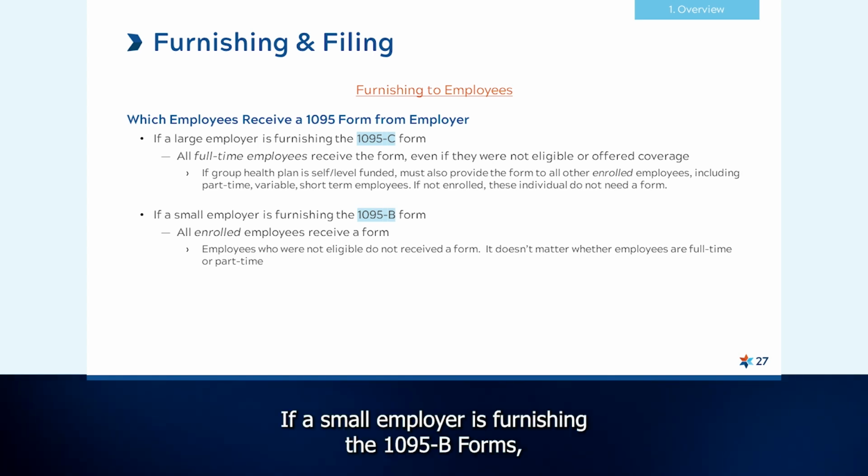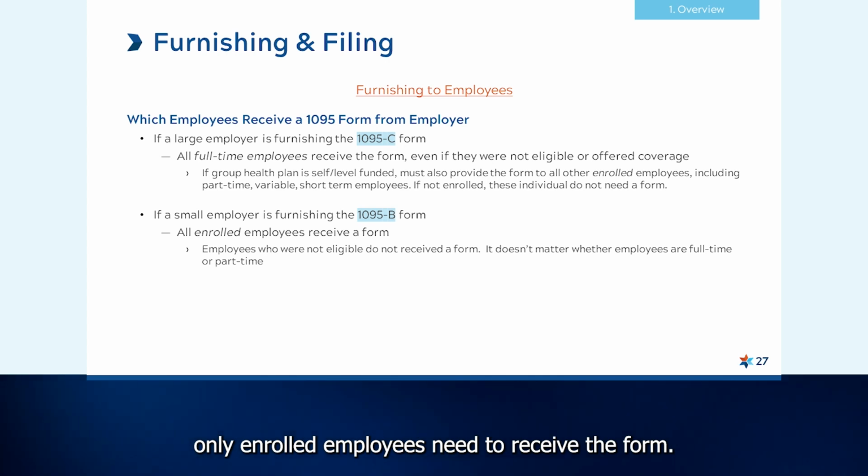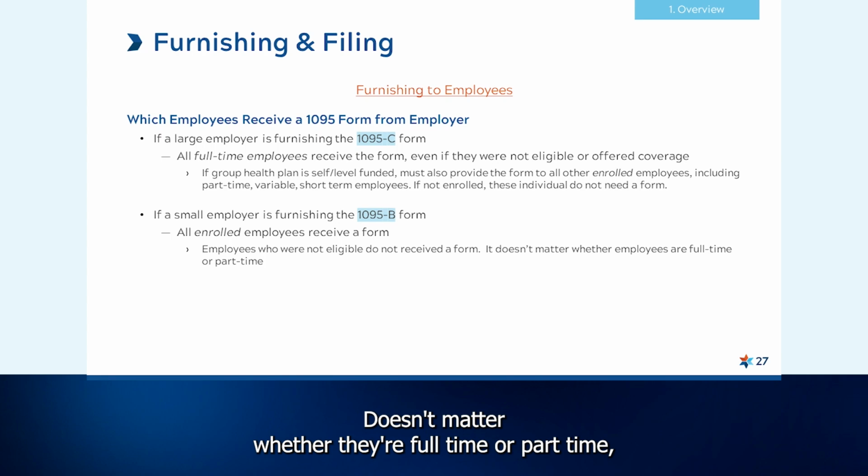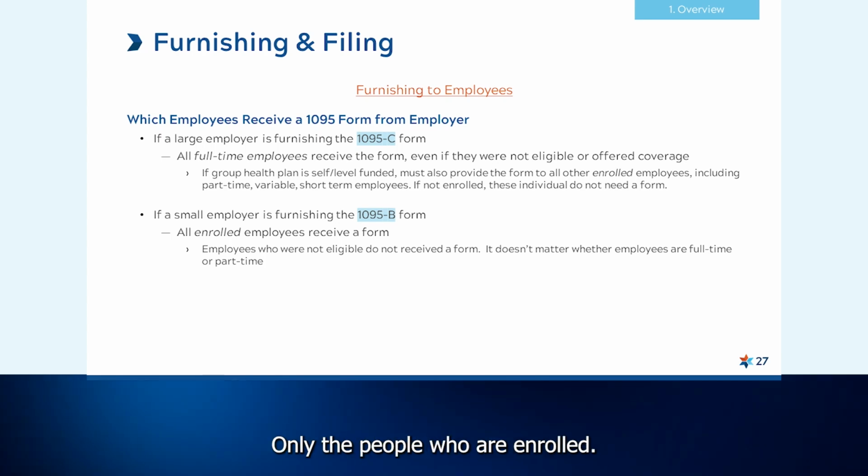If a small employer is furnishing the 1095B forms, only enrolled employees need to receive the form. Doesn't matter whether they're full-time or part-time, whether they're offered coverage or not, only the people who are enrolled.